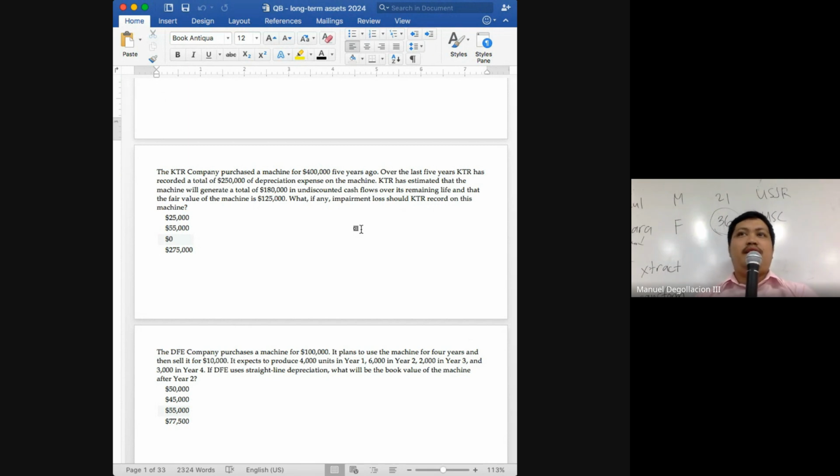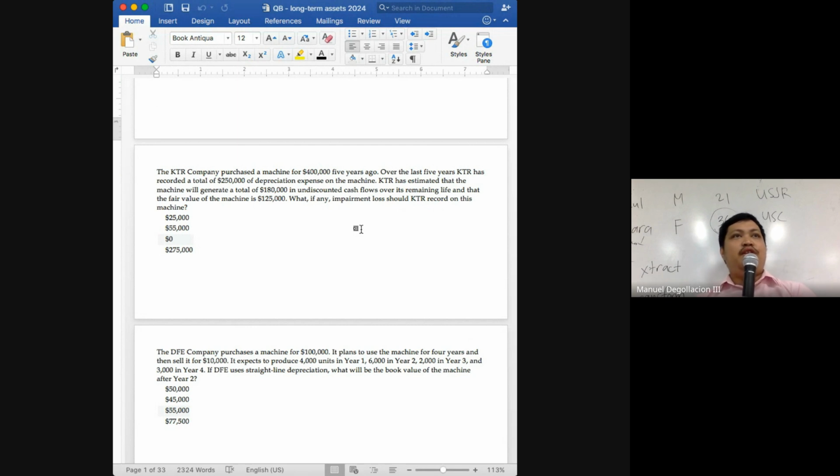And when will we say that the asset is impaired? We will say the asset is impaired if the book value or the carrying amount is greater than the undiscounted cash flows or the recoverable amount. So in this case, which one is greater, the book value or the undiscounted cash flows? Undiscounted cash flow. So what will be our conclusion? Is the asset impaired or not? No, because we still expect to recover 180 from the asset.